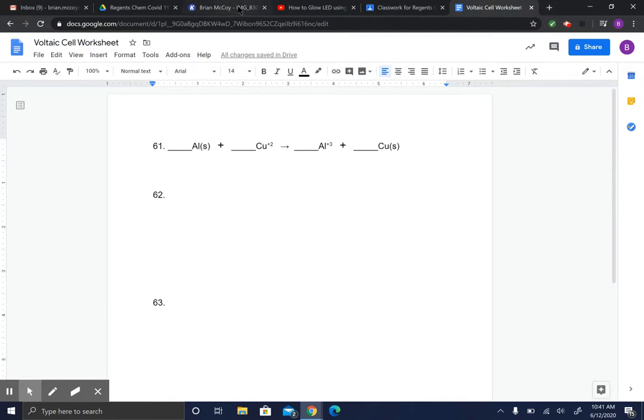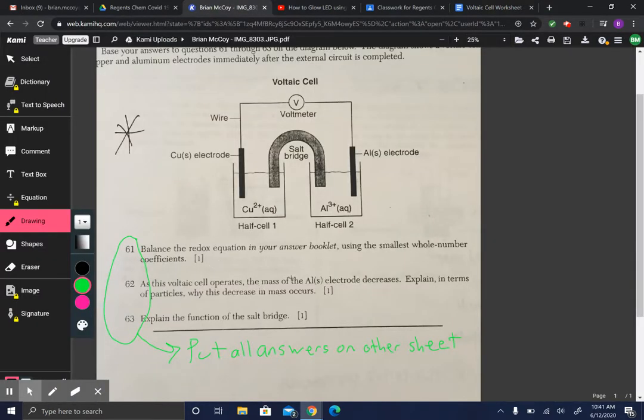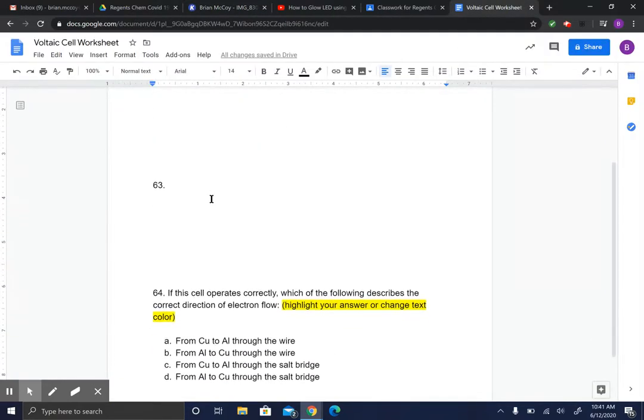62, 63. As the Voltaic cell operates, the mass of Al, so this one, decreases. Explain in terms of particles why this decrease occurs. And then 63, what is the function of that salt bridge? So you're going to type your answers here, 62, 63.